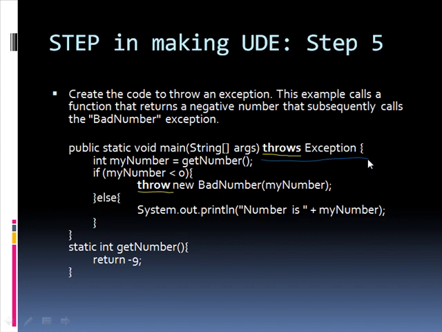So let's move on to the lines one by one. So we have int number = getNumber. Well, getNumber happens to be a method that returns -9. So this code is meant to make the main method fail so that it can squeal and throw a BadNumber exception. So if we test the myNumber, obviously it's negative. So here's how you throw an exception. Throw BadNumber exception. Okay, so that's the syntax. throw new BadNumber(myNumber).